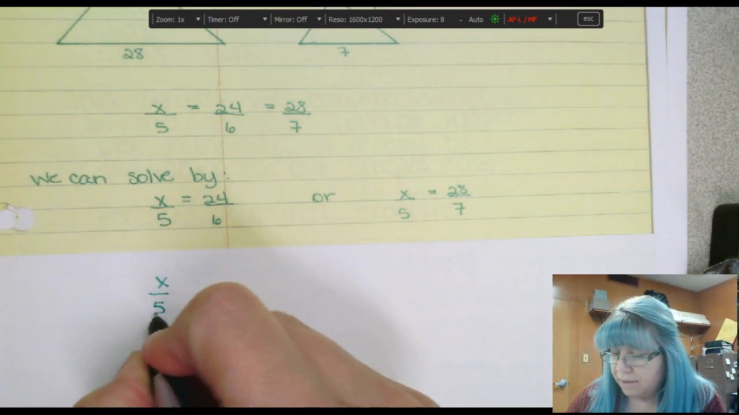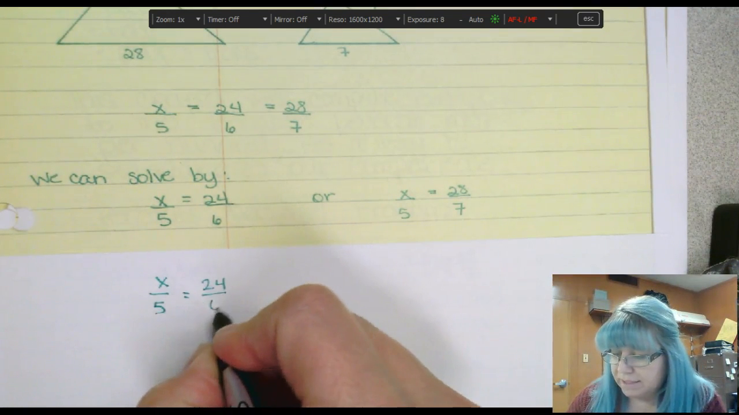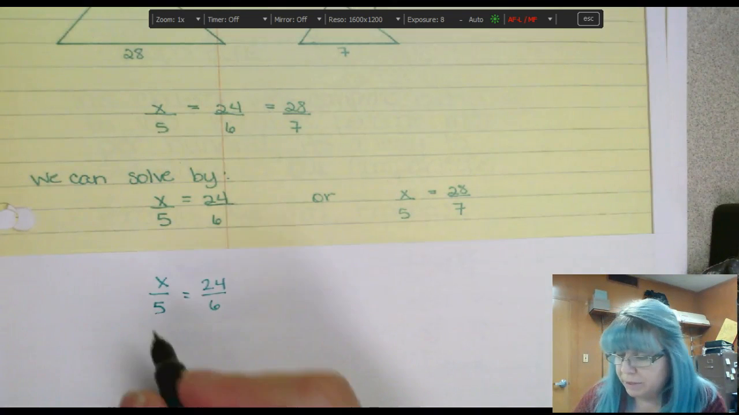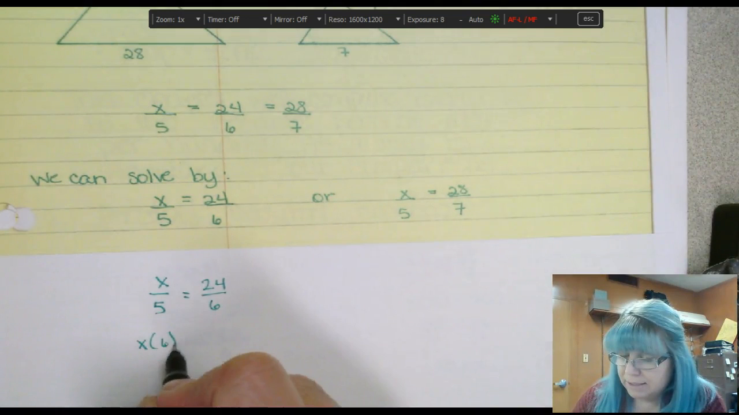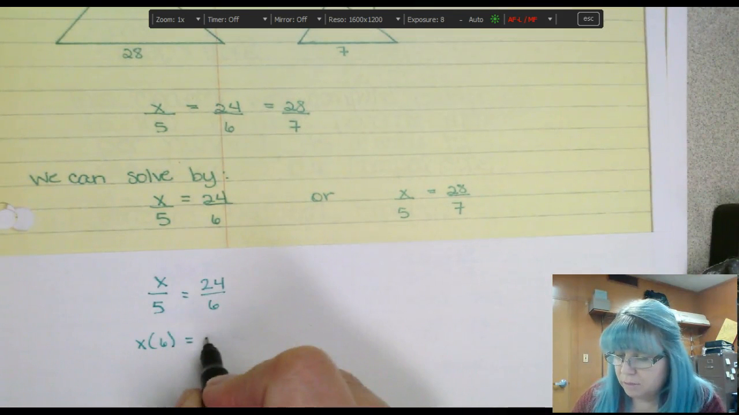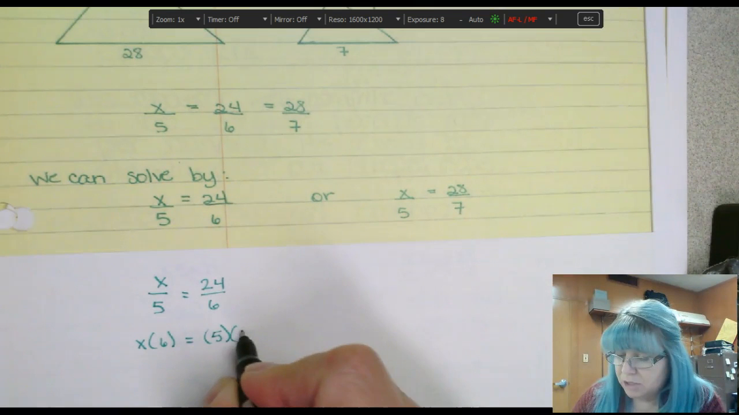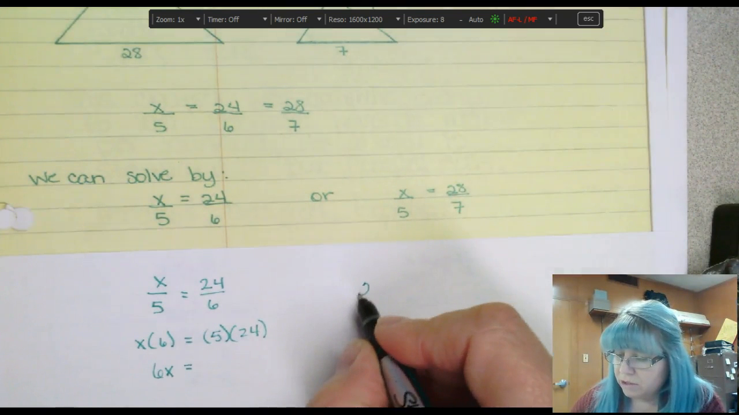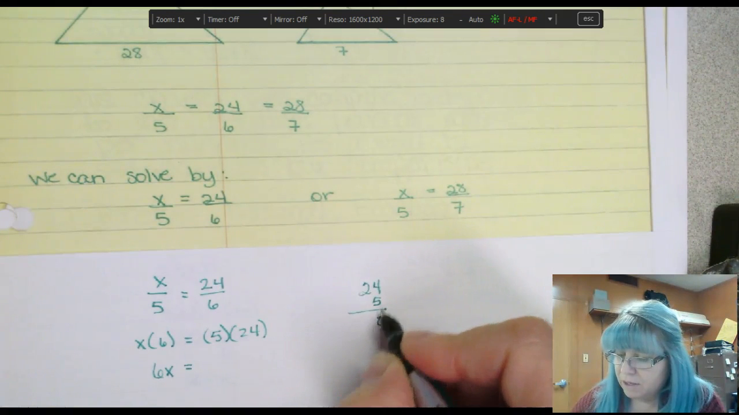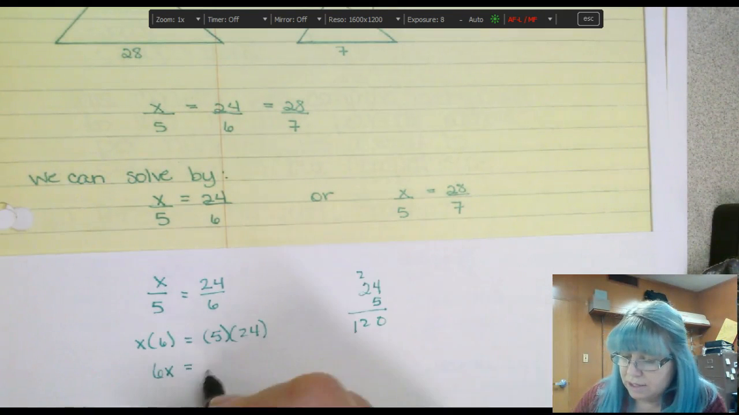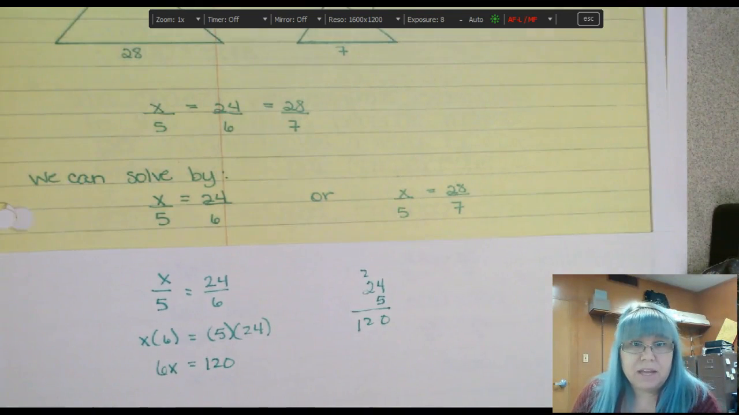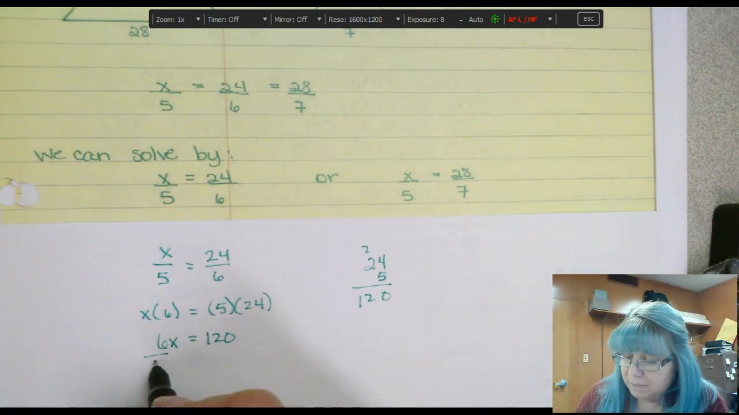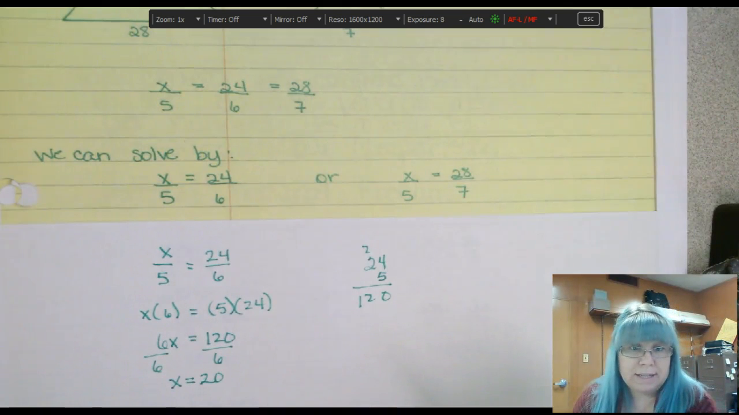X over 5 equals 24 over 6. We're going to multiply our extremes. X times 6 will equal the product of our means, 5 times 24. X times 6 is 6x. 5 times 24, well, 24 times 5, 20, carry the 2, is 120. Now we need to divide by 6, and x will equal 20.